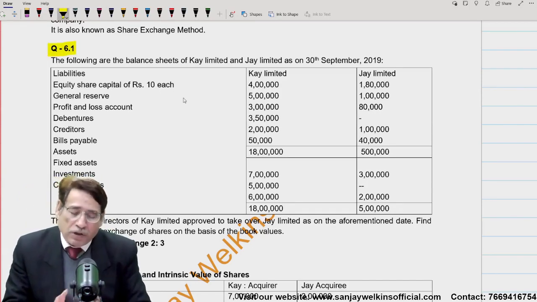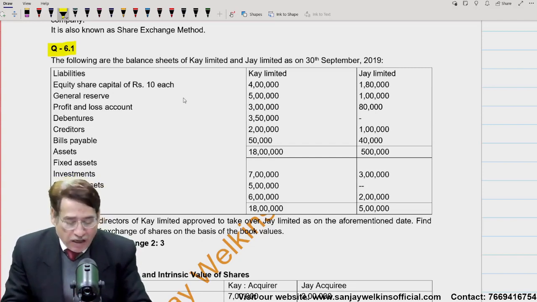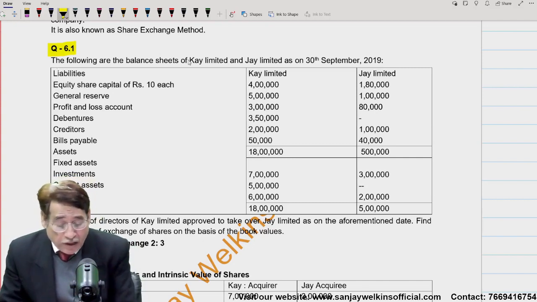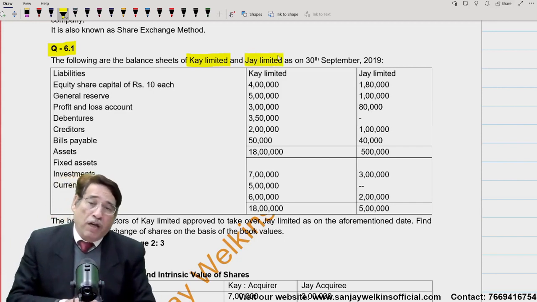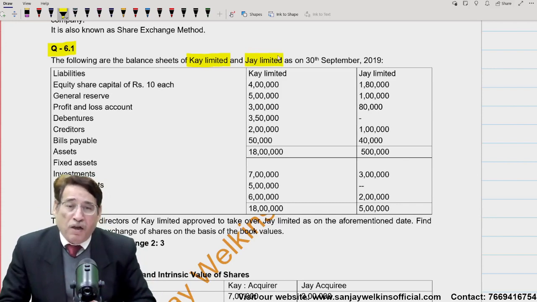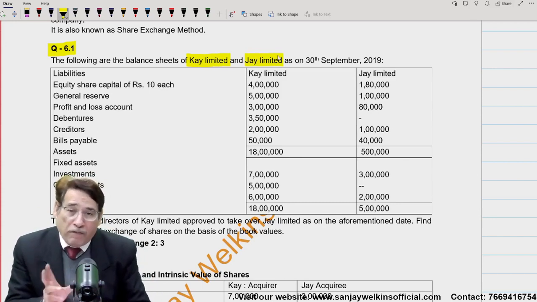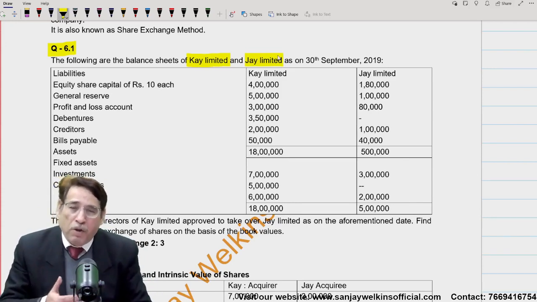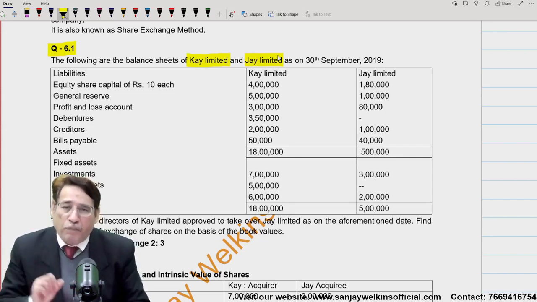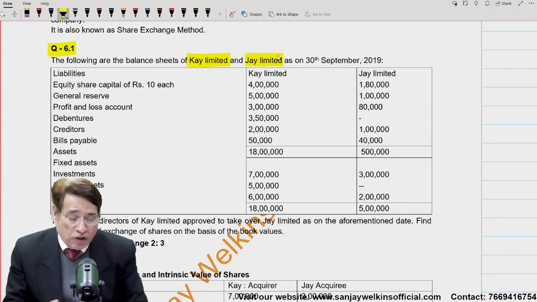First, I will read the question. I will explain each and every point. In fact, I have framed this particular question just to elaborate the things. The following are the balance sheets of K Limited and J Limited. In this particular question, as you can see, this is the first question we are confronting wherein the balance sheets of both the companies are given. Hitherto, in whatever questions we have done, the balance sheet of only one company, the acquiring company, was given. But now in this question, the balance sheets of acquirer and acquiree are given to us.